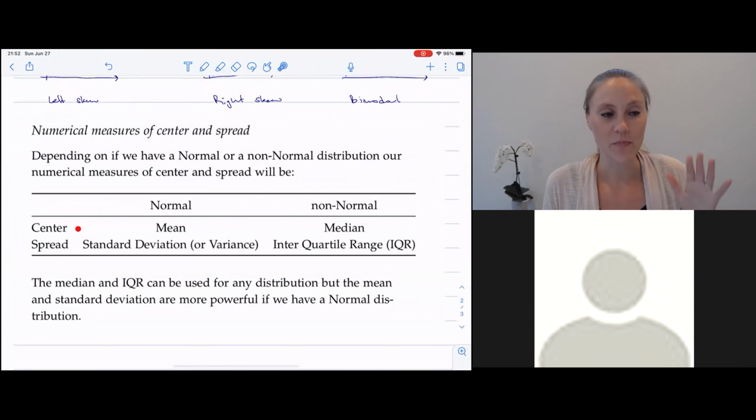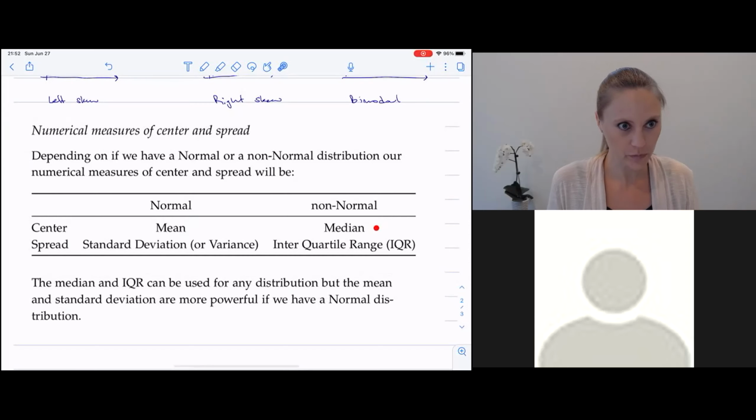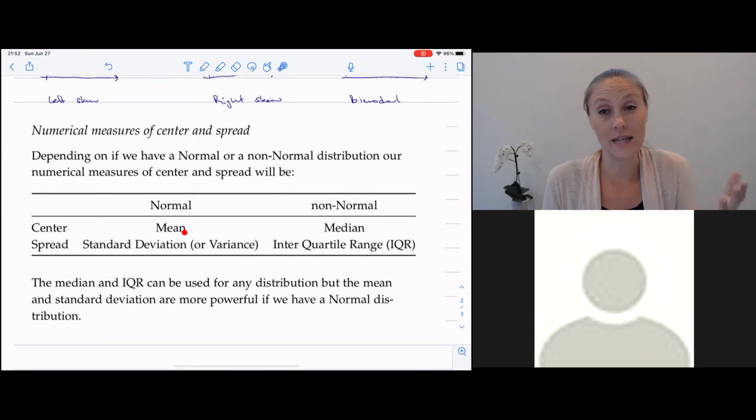The center for a normal distribution is going to be the mean, so the average, right? Whereas the center for a non-normal distribution is going to be what's called the median. I'm introducing these terms here, but then we'll go through an example where we actually calculate all these things, and then we'll talk more about what they are. For a normal distribution, we can use the mean, which is the average, which we already know. I'm confident that you already know how to calculate the average of something. And for a non-normal distribution, we'll use the median.